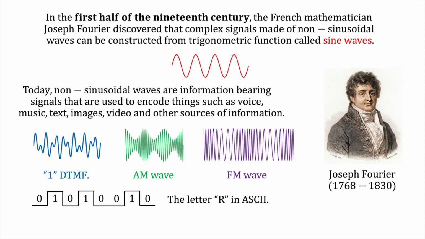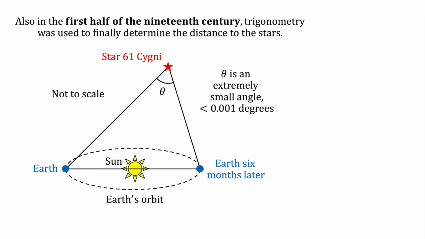Believe it or not, all these non-sinusoidal waves can be constructed from simple sine waves like the red one shown above. All these waves power our lives as well as keeping us connected, entertained and informed. Fourier is one of the 72 names of French engineers, mathematicians and scientists that are displayed on the Eiffel Tower in Paris in recognition of their contributions to these fields. Also, in the first half of the 19th century, trigonometry was used to finally determine the distance to the stars.